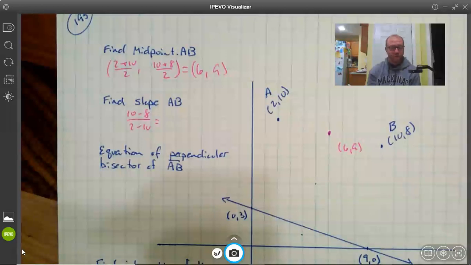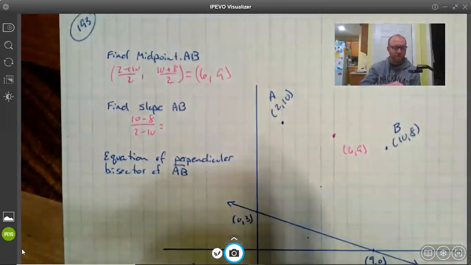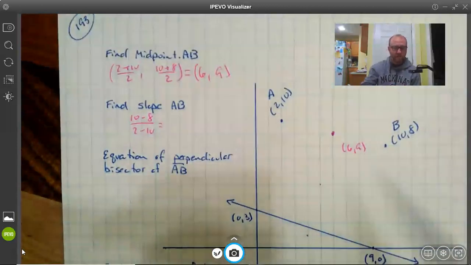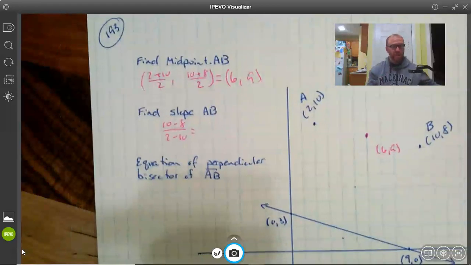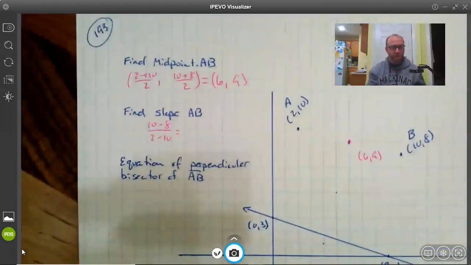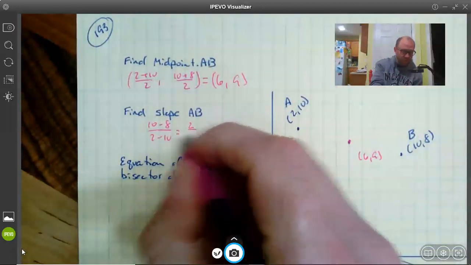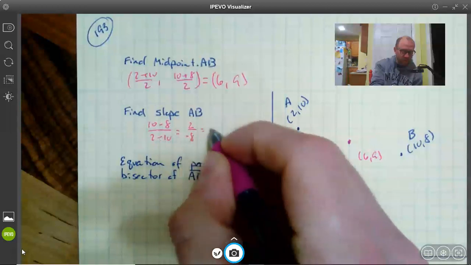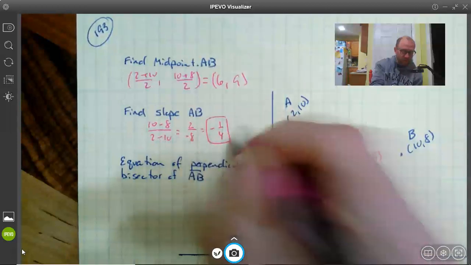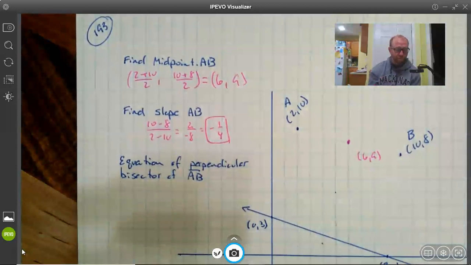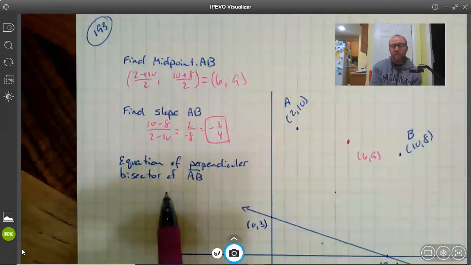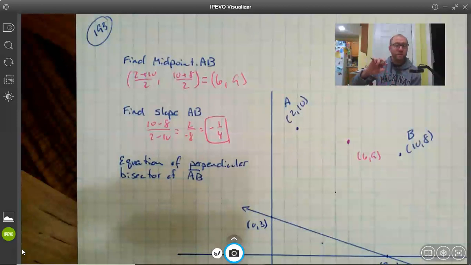So to find that perpendicular bisector, we're going to have to find the midpoint, which I've already done. Okay, it's 6, 9, plotted right there. Next, you have to find the slope of AB. We started doing that. We got interrupted earlier. 10 minus 8 is 2, and 2 minus 10 is negative 8, which reduces to negative 1/4, which means that the slope of the perpendicular bisector will be the negative reciprocal of that slope. So we take negative 1/4, flip it upside down, it becomes 4, and then make it positive.